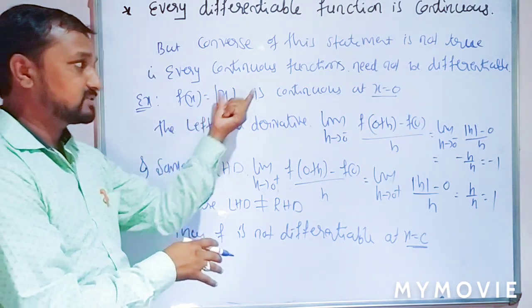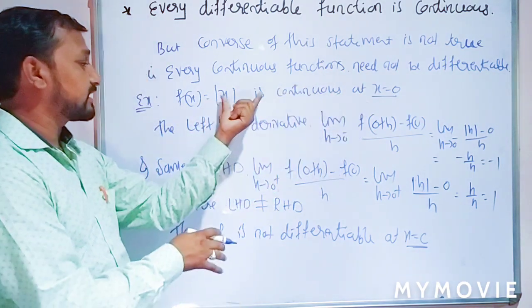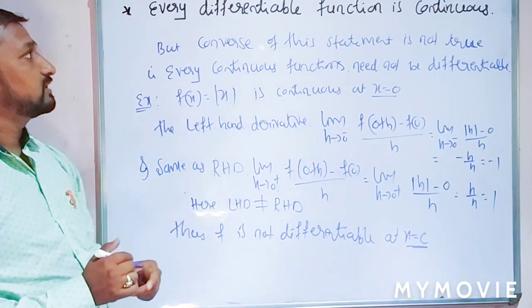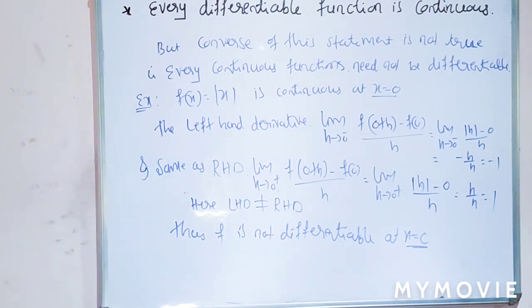So mod x is a continuous function. Already we know that. But a continuous function need not be differentiable. Is that clear? So write down this concept.